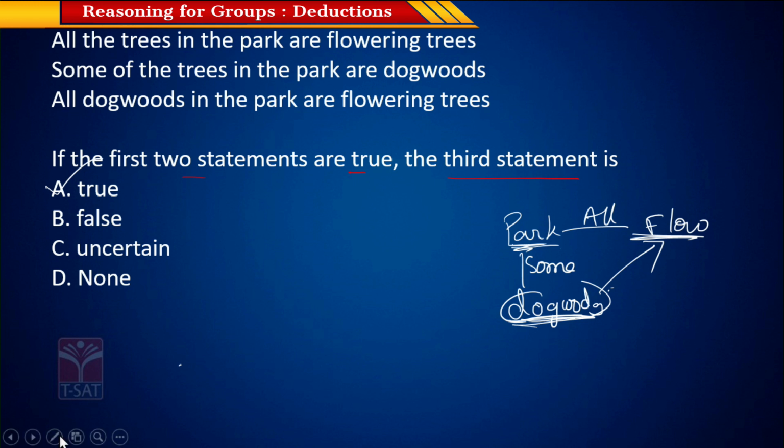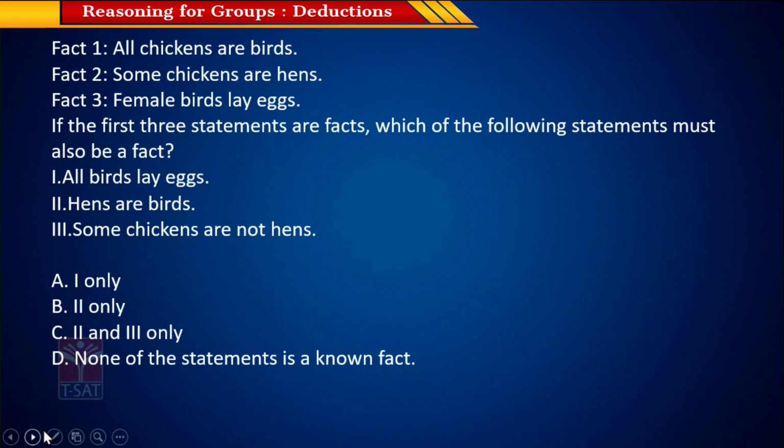Let's look at the next question now. All chickens are birds. Some chickens are hens. Female birds lay eggs. If the first three statements are facts, which of the following statements must also be a fact? The first statement here says all birds lay eggs. When you are saying that female birds lay eggs, then obviously it means that the male birds may not lay eggs. So definitely the first statement is not a fact.